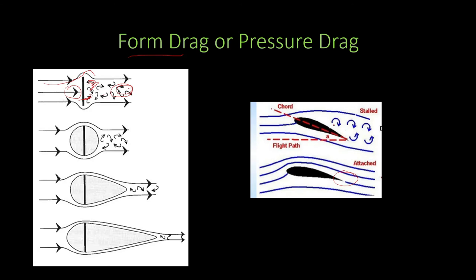But if the flow gets separated, as you can see in this diagram, then there will be a substantial amount of form drag. So I hope this picture is clear, what is form drag or pressure drag.